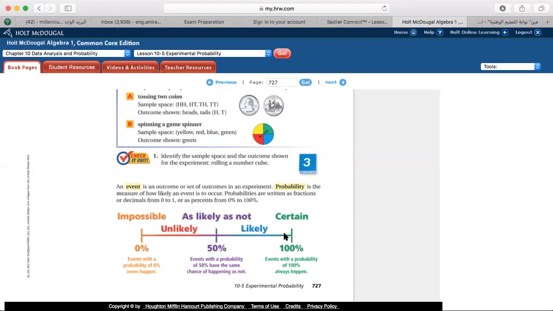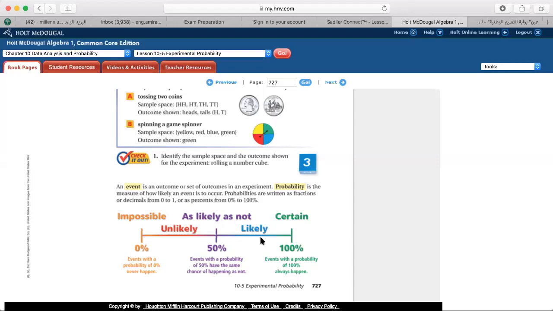Unlikely and likely. Likely is going to the certain, but it is not certain. It is from 50% to 100%. It is going to the certain. And from 50% it is going to the 0%. It is going to the impossible.